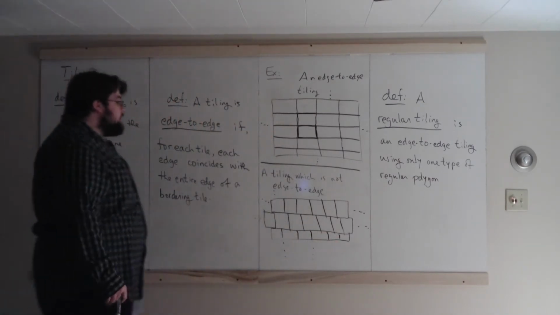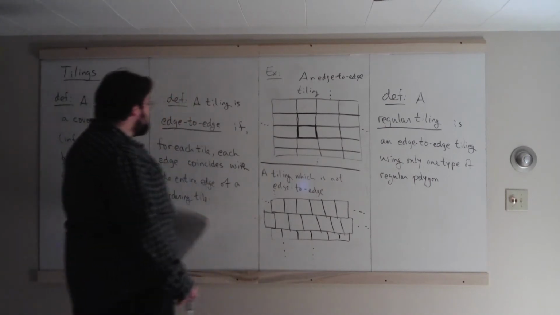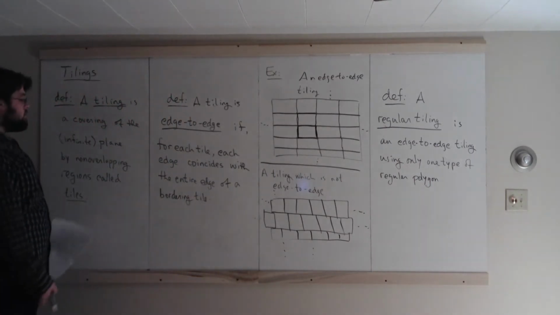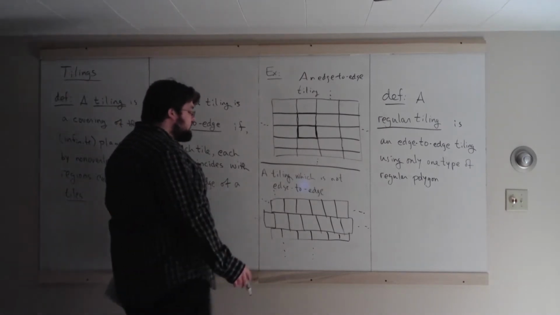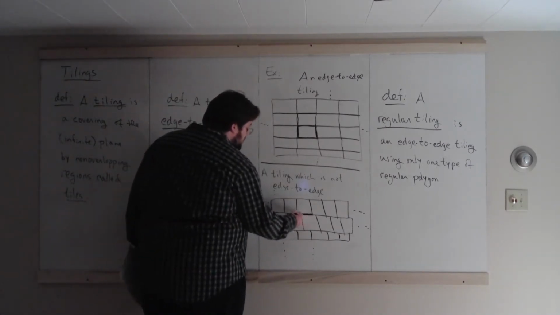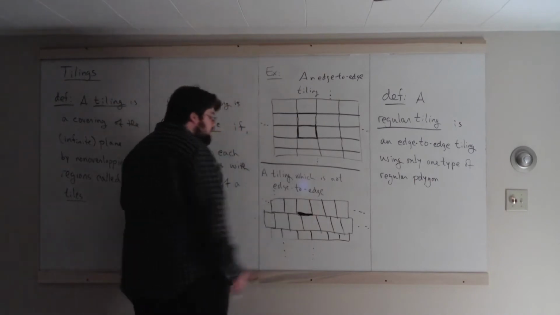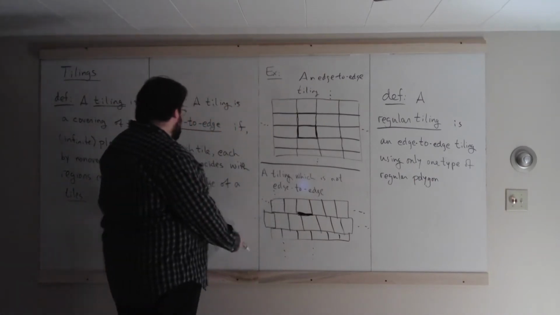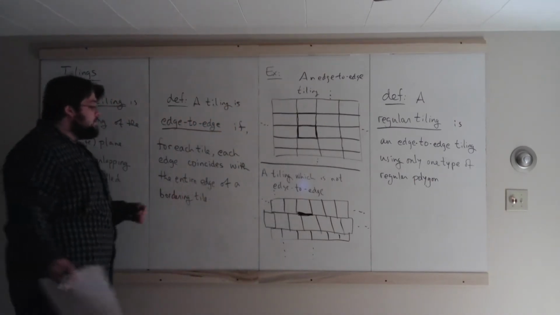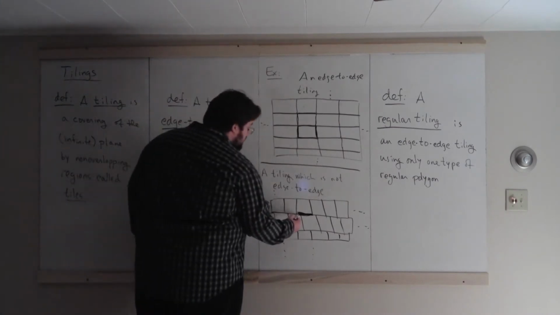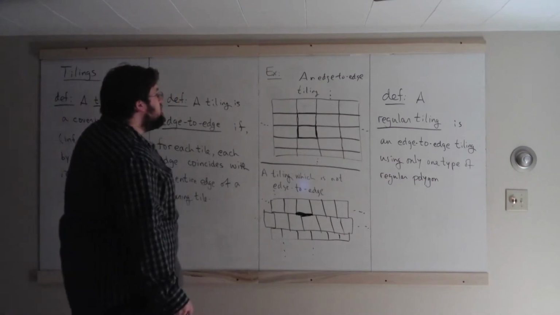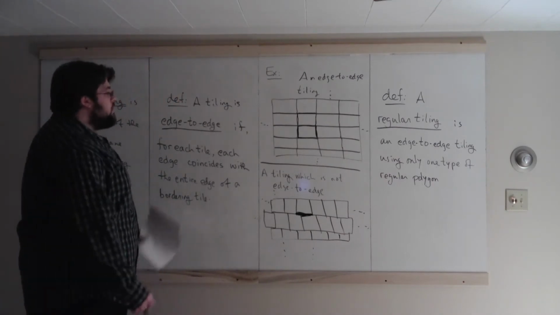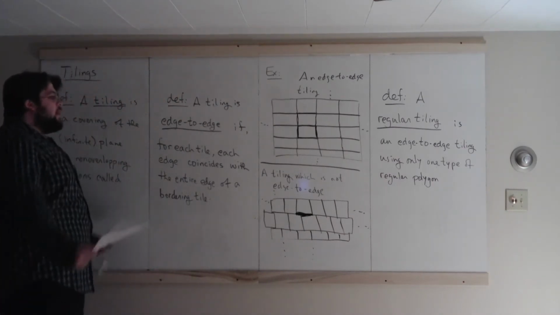This tiling down here, well, it is a tiling because if you extend in all directions, it will cover the entire infinite plane. But it is not an edge-to-edge tiling because if you look at this edge right there, that doesn't coincide with the entire edge of a bordering tile. That corresponds to this piece of this edge and this piece of this edge. So an edge-to-edge tiling is one where the edges match up entirely.